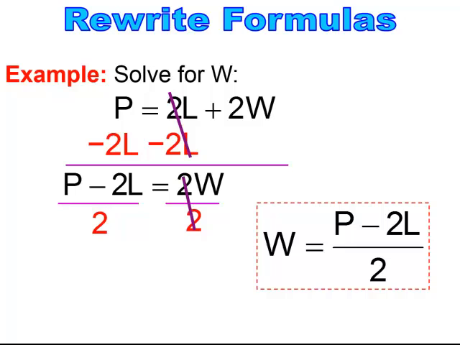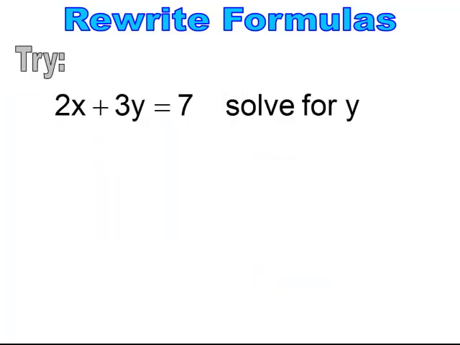You cannot reduce the 2 on the top with the 2 on the bottom because it is going into both the P minus 2L, not just the 2L. So be very careful not to reduce the 2's in this case. Pause and try.